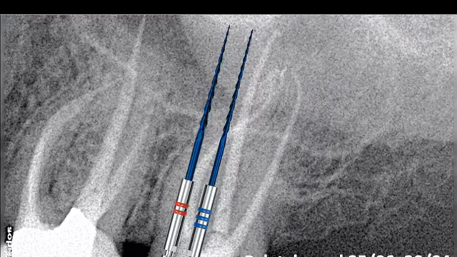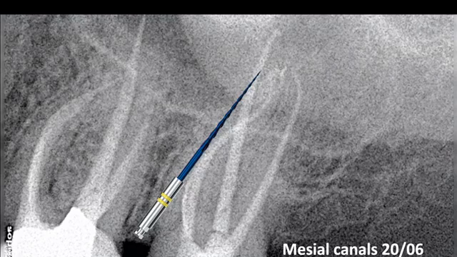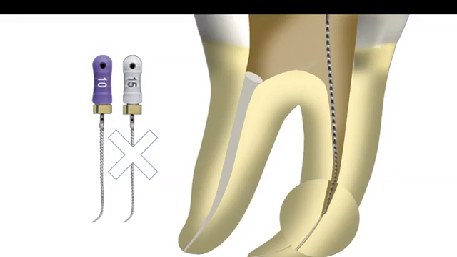Now for the palatal, of course it's much easier. We can go with the 2506 and 3004. And if we feel that the foramen is larger than 30, no problem. Go with a 3504 or even a 4004 or even a 4504. It depends on the initial anatomy of our tooth. So this is the mesial canal with only the 2006 at the apical part.